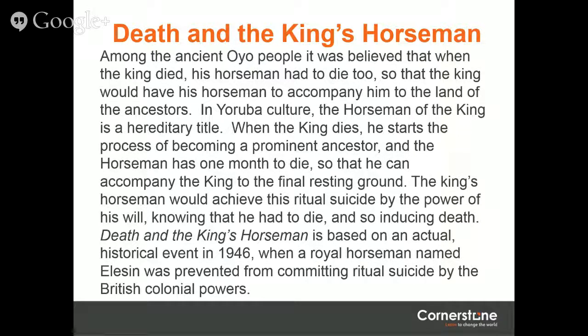Among the ancient Oyo people, it was believed that when the king died, his horsemen had to die too, so that the king would have his horsemen to accompany him to the land of the ancestors. In Yoruba culture, the horseman of the king is a hereditary title. When the king dies, he starts the process of becoming a prominent ancestor, and the horseman has 1 month to die so that he can accompany the king to the final resting ground. The king's horseman would achieve this ritual suicide by the power of his will, knowing that he had to die, and so inducing death. Death and the King's Horseman is based on an actual historical event in 1946, when a royal horseman named Ellison was prevented from committing ritual suicide by the British colonial powers.